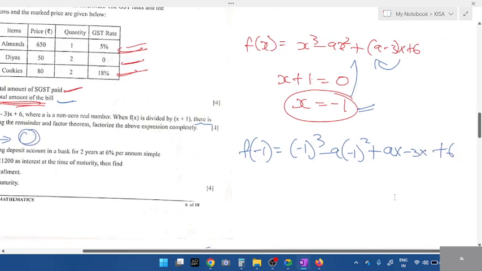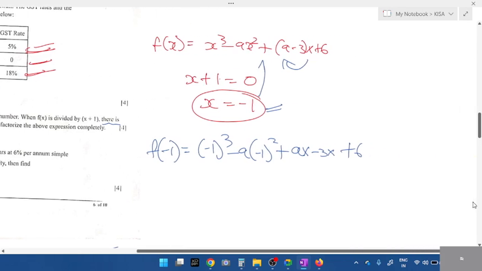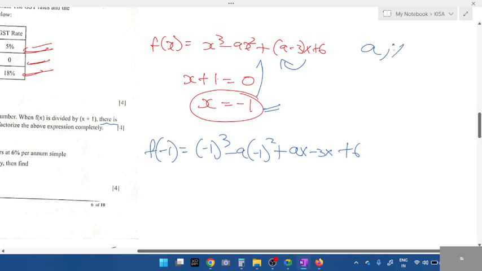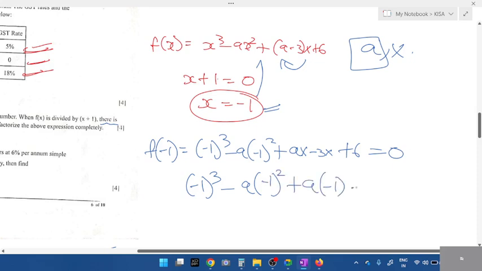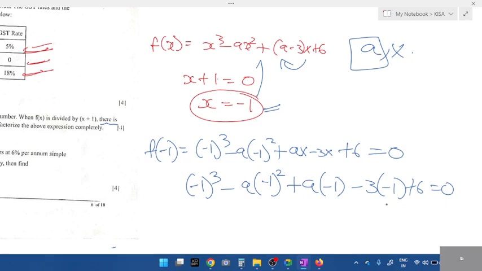What do you have to take if no remainder is given? 0. Only if you take 0, what are the two variables we have, students? We have a and x. Only if you take 0 will you be able to find the value of a. So I'll substitute again: minus 1 the whole cube minus a into minus 1 plus a into minus 1 minus 3 into minus 1 plus 6. All of you complete, be quick. Try this. So the other word for no remainder is 0, students.